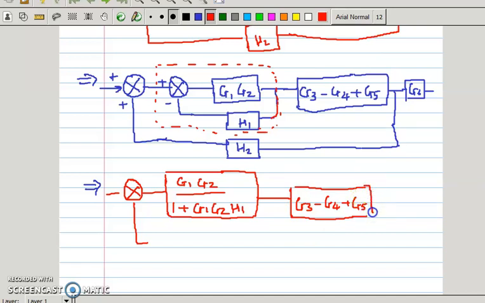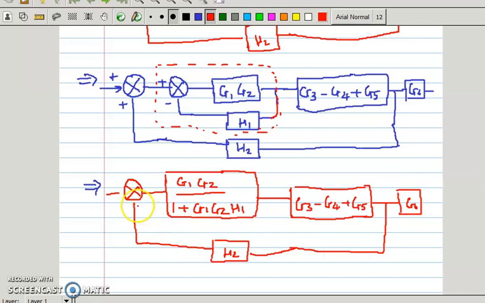Okay, and last one is G6. One feedback is eliminated here, one is remaining as it is, so it is H2 and it comes from this side to this side. This is positive and this is again positive, right? And see, this is as it is.